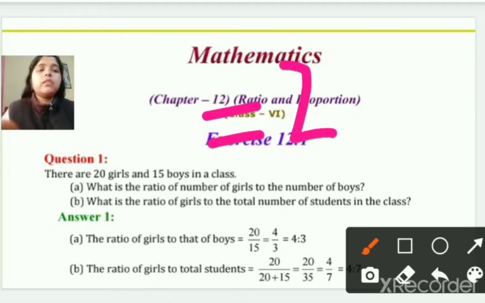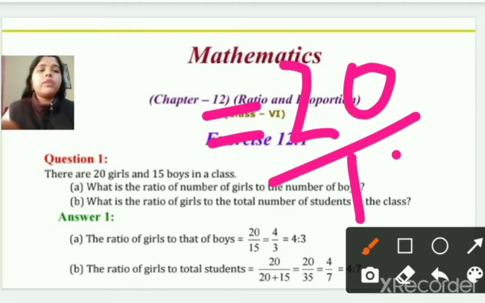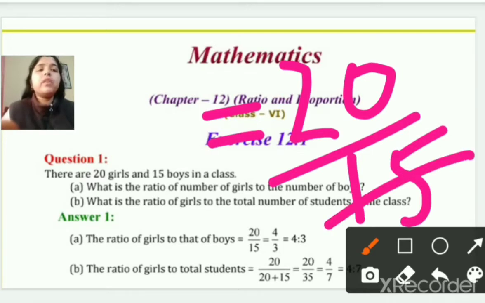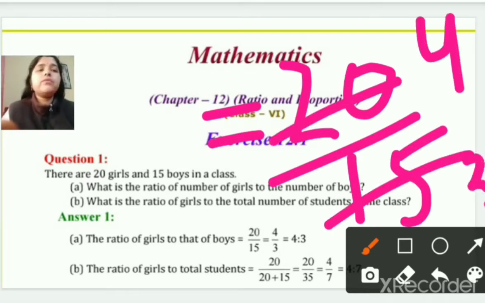First of all, for girls, what is the ratio of the girls? That is 20 girls total and 15 boys. Okay, so divided by 5. 5 4s are 20 and 5 3s are 15. So our answer is 4 by 3 as a fraction and 4 ratio 3 as a ratio.